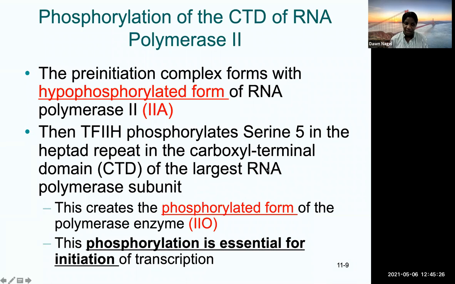Phosphorylation of serine 5 is the modification that creates this phosphorylated state, and that's the serine that gets phosphorylated, okay? This phosphorylation, as I mentioned, is absolutely essential for initiation of transcription and to release that tight bonding of the TATA box binding protein to the TATA box so that the polymerase can start moving along the DNA and transcribing the DNA, okay?